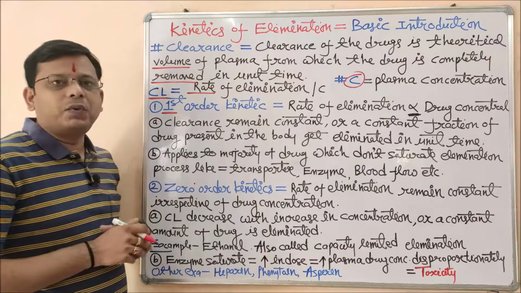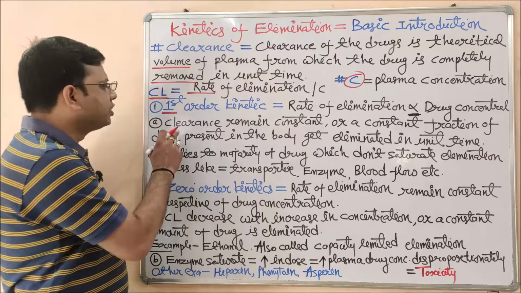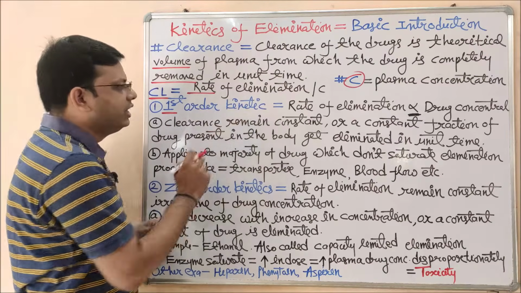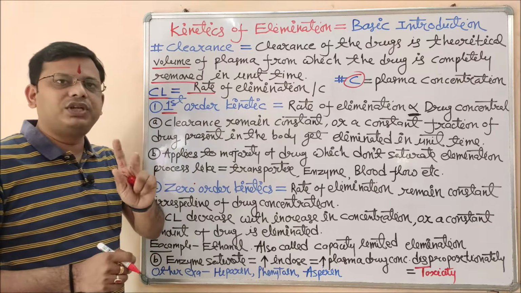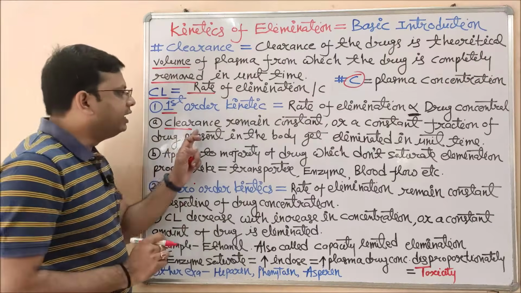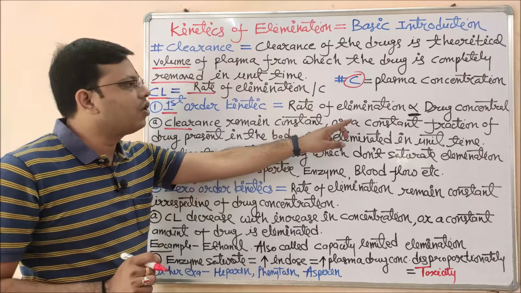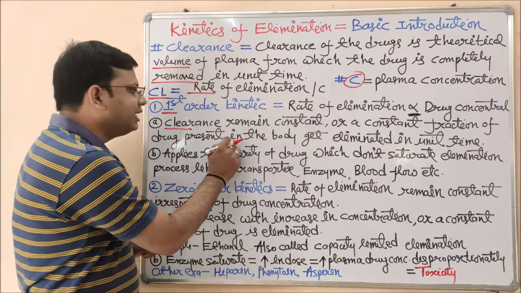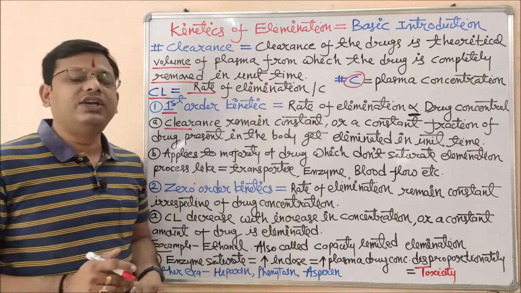So now what is the basic point regarding this first order kinetics? See, clearance remains constant. The clearance, not elimination. Please do not be confused with these two terms. Clearance means from plasma. Clearance remains constant, or a constant fraction of drug present in the body gets eliminated in a unit time.